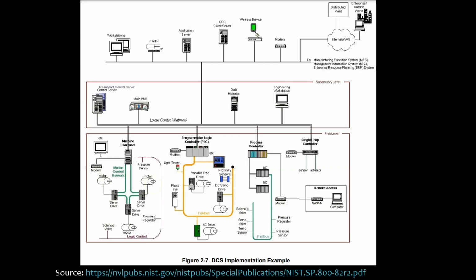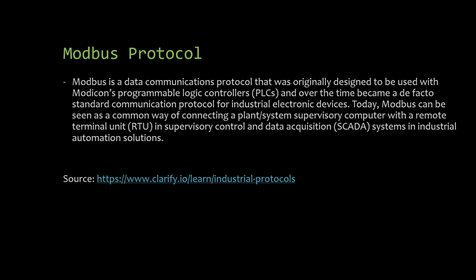Okay guys, so now we have the DCS understanding. This is an example of one of the ICS protocols, the Modbus protocol. You can read here guys that it's a communication protocol originally designed to be used with Modicon PLCs, and over time became a de facto standard communication protocol for industrial electronic devices. Today, Modbus can be seen as a common way of connecting a plant system supervisory computer with a remote terminal unit in supervisory control and data acquisition systems in industrial automation solutions.